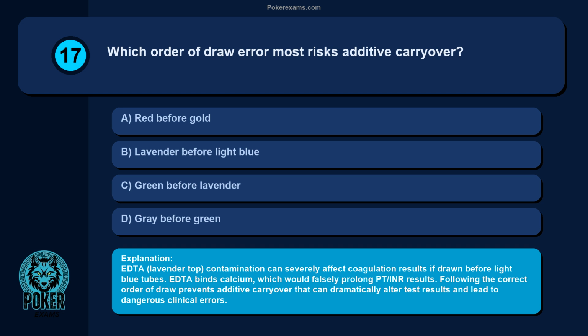EDTA, lavender top, contamination can severely affect coagulation results if drawn before light blue tubes. EDTA binds calcium, which would falsely prolong PT/INR results. Following the correct order of draw prevents additive carryover that can dramatically alter test results and lead to dangerous clinical errors.